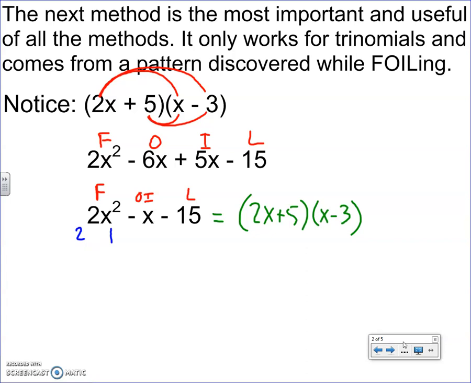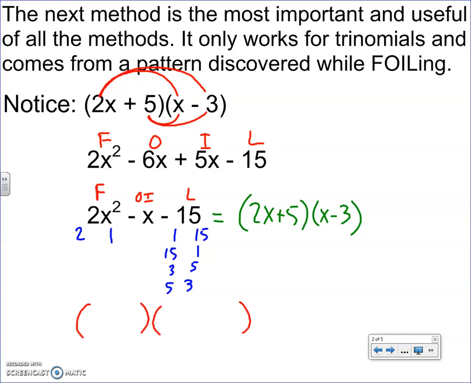The L, the last term, what multiplies to 15? Well, we have 1 and 15. We also have 15 and 1 with the reverse. We have 3 and 5. And we have 5 and 3. Right? We have to find the perfect pair. And we'll just put in parentheses and FOIL ourselves.